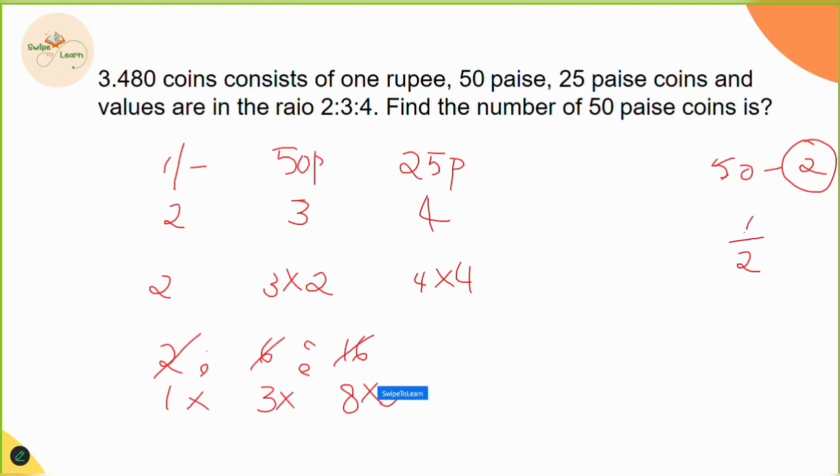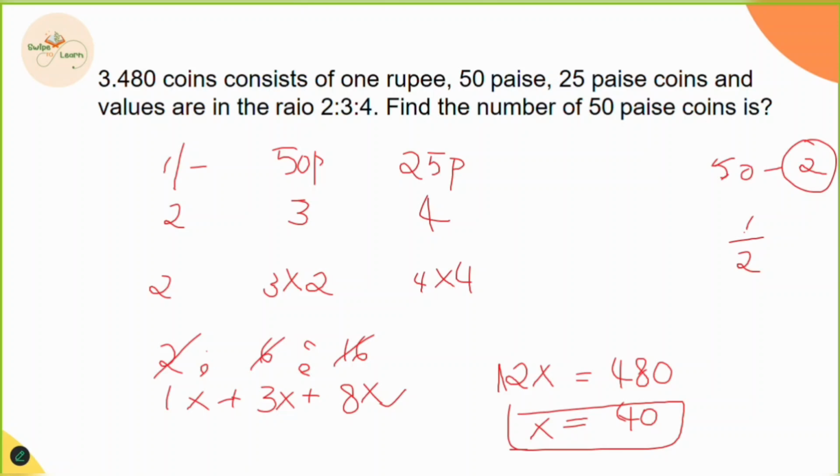Now let's add by taking x. So sum up all these: 8x plus 3x, 11x, 11x plus x becomes 12x. So 12x becomes 480 coins. Then x becomes 40. So when we know the value of x, we can easily find out the number of 50 pice coins in the total number of coins.